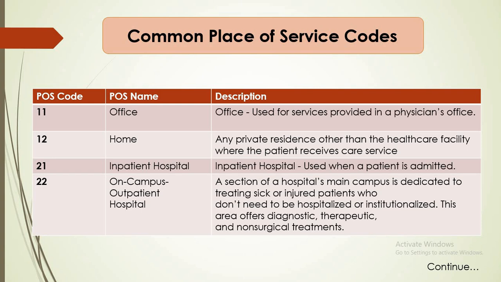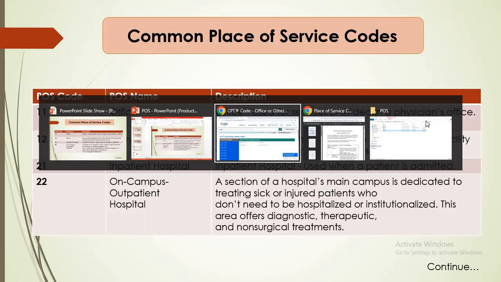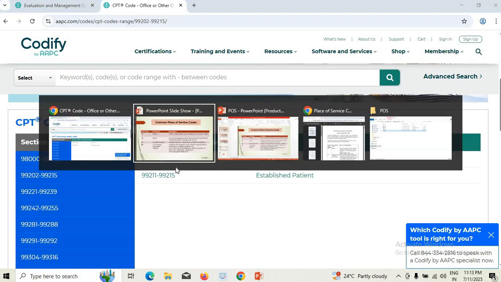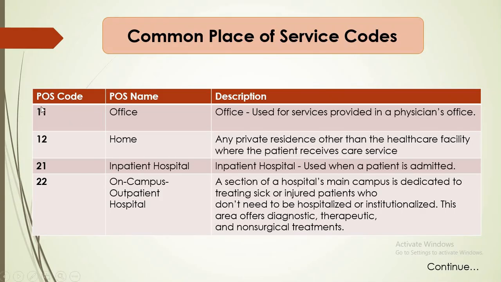So for office we have a separate code set also. I will show you here. This is office and other outpatient service codes. So these are the code set 99202 to 99205. This is for new patient, and for established 99211 to 99215. This is for established patient. So whenever we are coding this code set, then the service will be provided in office only. So in this case, place of service will be 11. So like that we have to think.